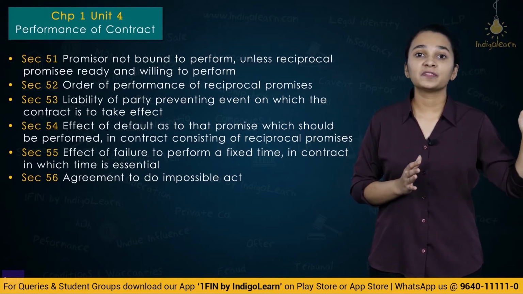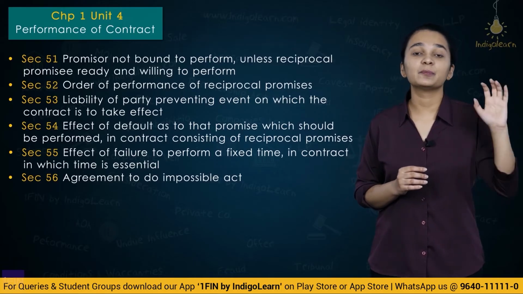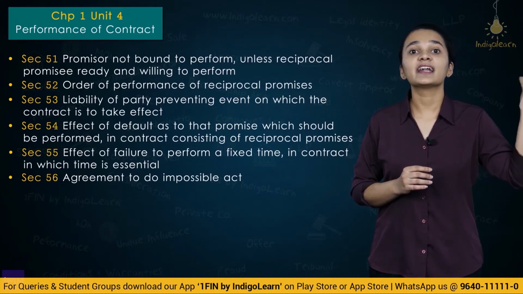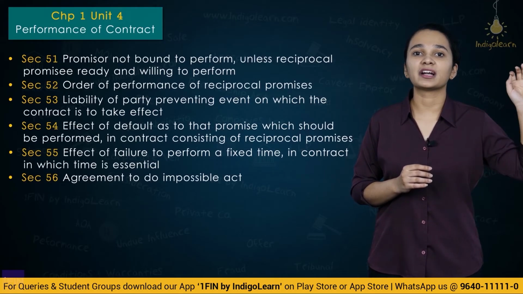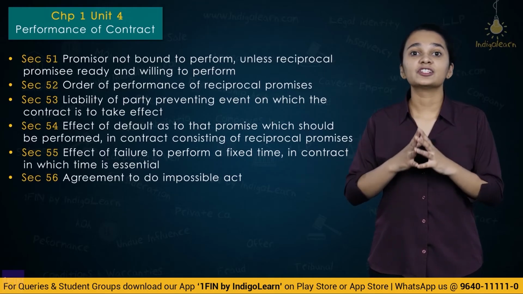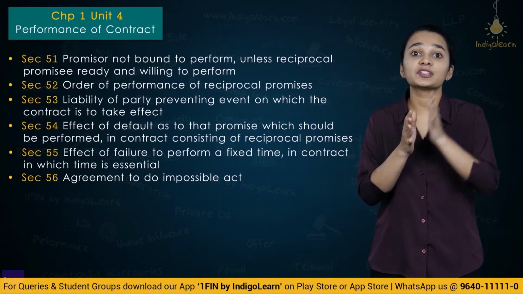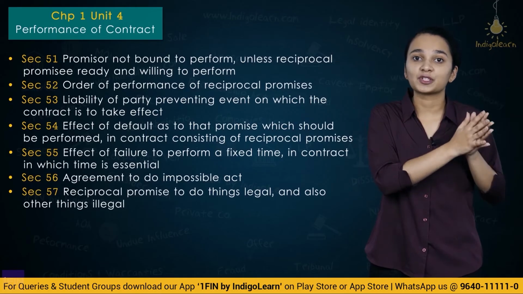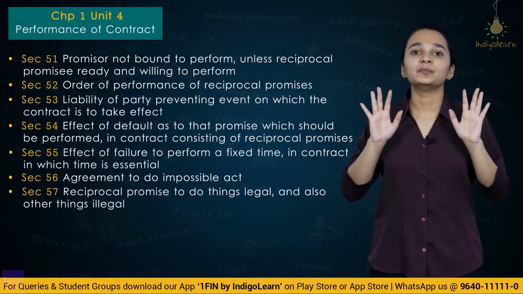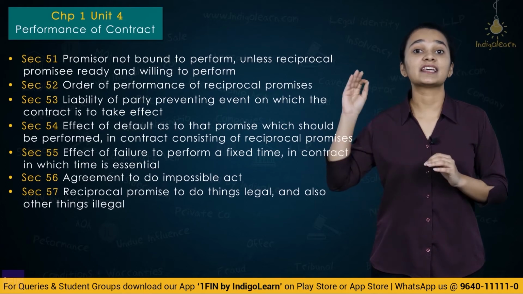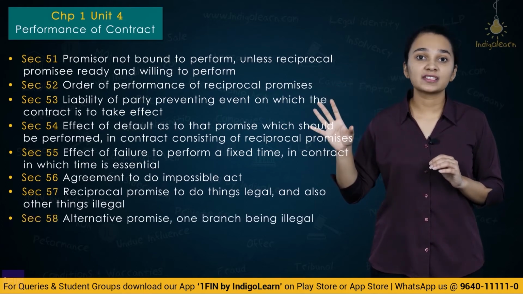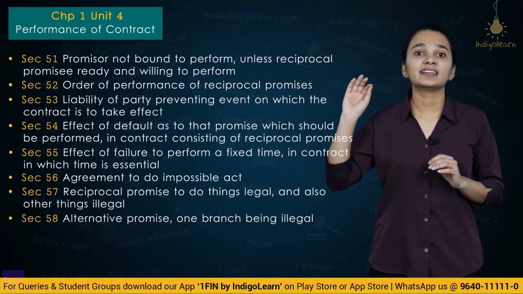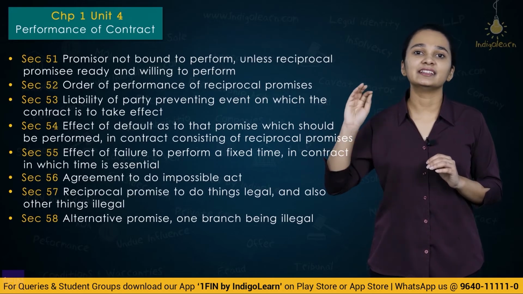Here, in case of supervening impossibility, the contract was previously valid, but later on, due to change in circumstances or happening of an event, the performance is now impossible and the contract becomes void. Then we have understood that if reciprocal promises are to do something which is legal and illegal, then only the part which is legal will be valid and enforceable, and the illegal part will be void and not enforceable. Section 58 talks about alternate promises where one part is legal and the other part is illegal, then only the legal part is enforceable and not the illegal part.